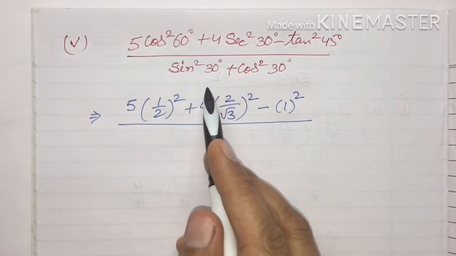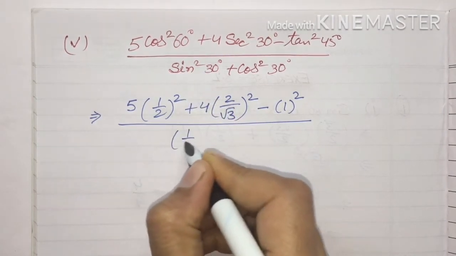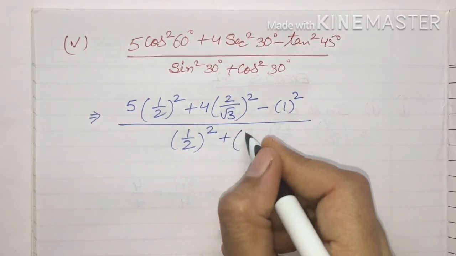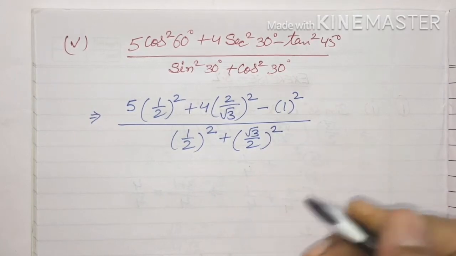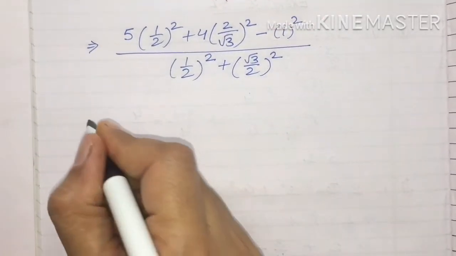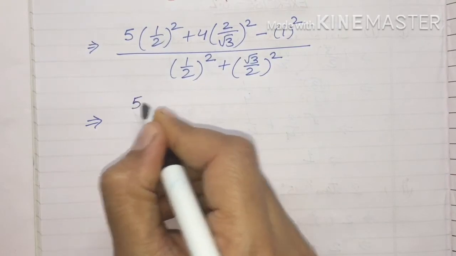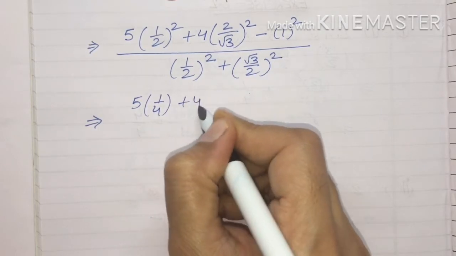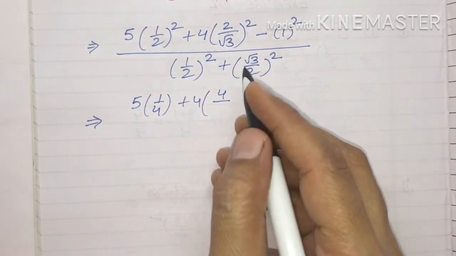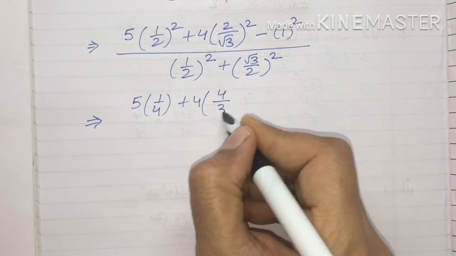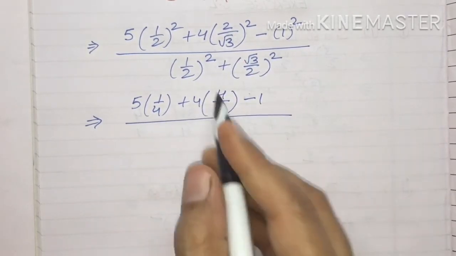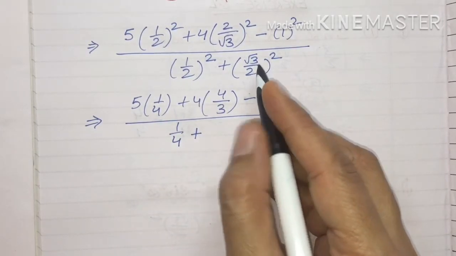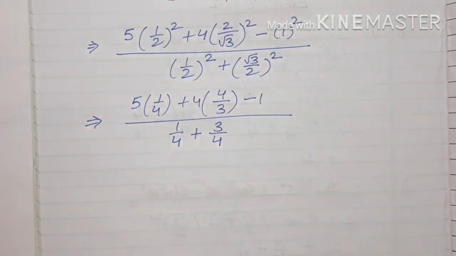In the denominator, sin square 30 degree. So sin 30 is 1 upon 2 square of that. Cos 30 degree is root 3 upon 2 and square of that. After this step we have to solve these numbers. 5 into 1 upon 2 square of that, 1 upon 4, plus 4 square of this, 2 2s are 4 and square of root 3 is 3, minus 1, and in the denominator 1 upon 2 square means 1 upon 4 plus square of root 3 is 3 upon 2 2s are 4.